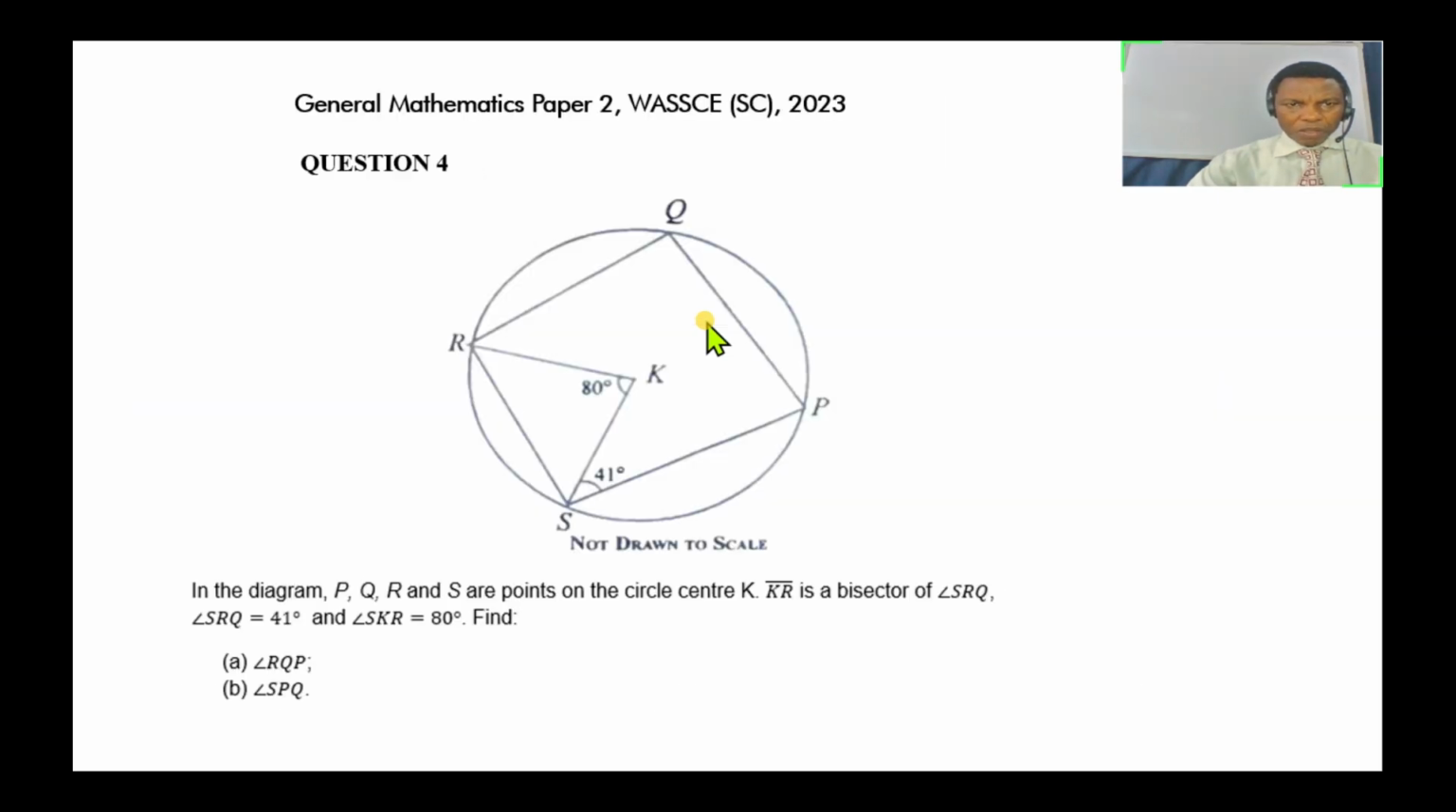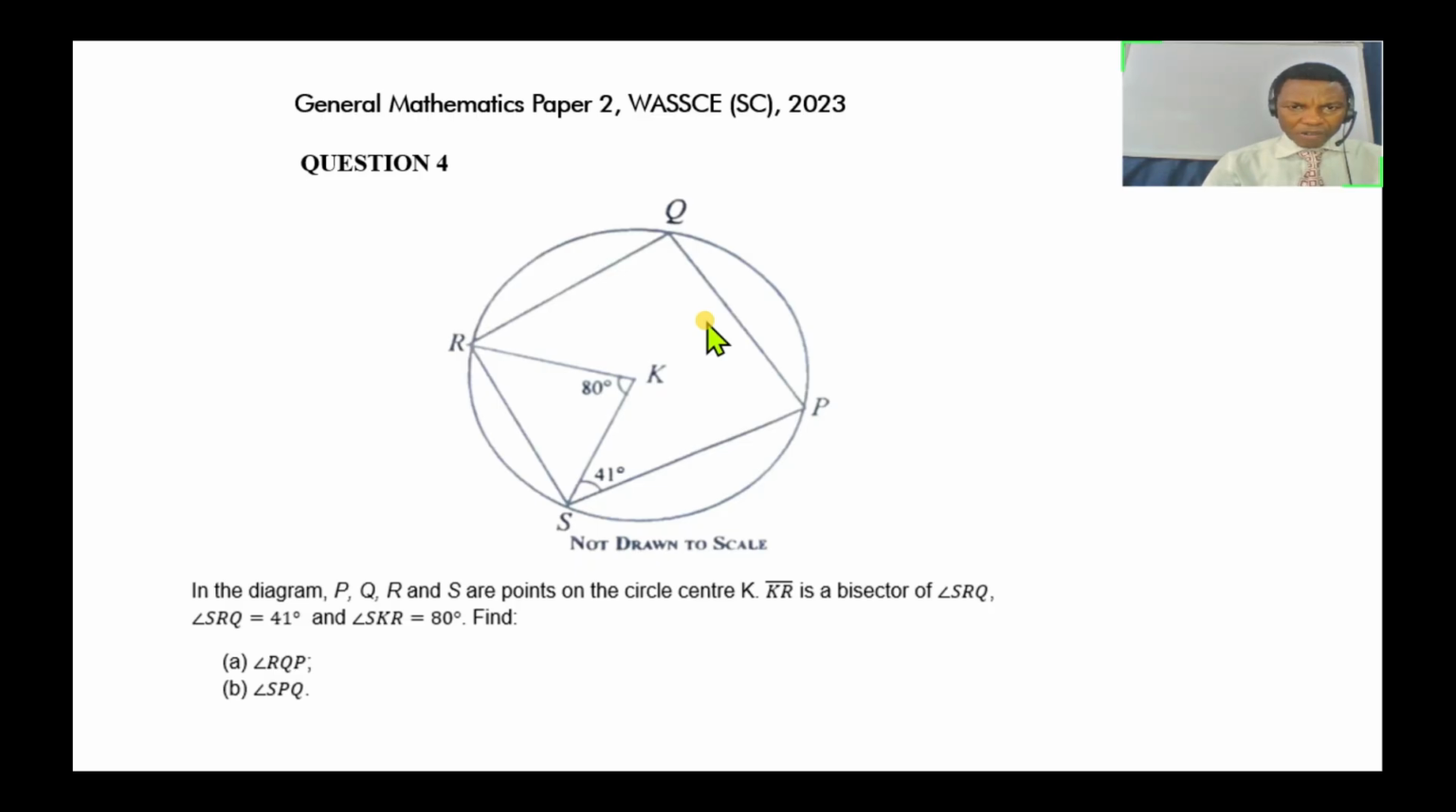Today we are going to look at the solution to General Mathematics, Paper 2, 2023. Question 4. Solved and explained by Orisheje Matthew.